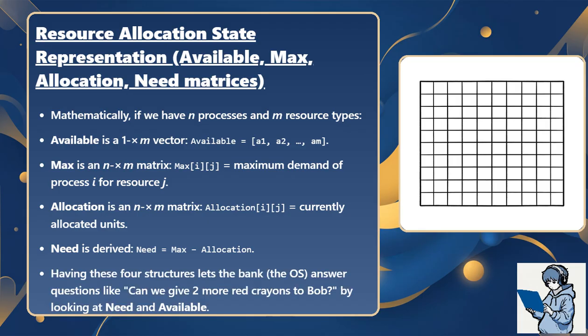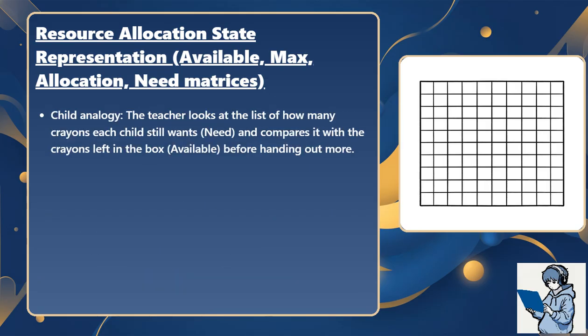Having these 4 structures lets the bank, the operating system, answer questions like, can we give 2 more red crayons to Bob, by looking at need and available. Child analogy: the teacher looks at the list of how many crayons each child still wants, need, and compares it with the crayons left in the box, available, before handing out more.